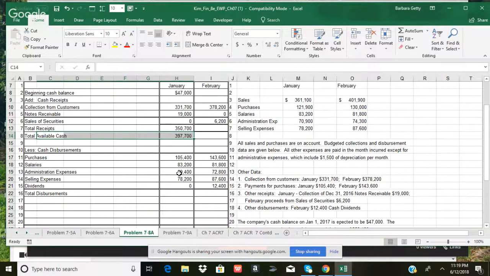Now we go down to our cash disbursements. Cash disbursements consist of all of these: the purchases, the salaries, the administration expense, the selling expense, and the dividends. So under here, we're going to add the total disbursements. I'm going to put one of these lines, and when this totals up, we total up to $336,200.